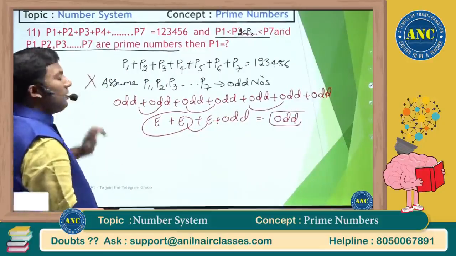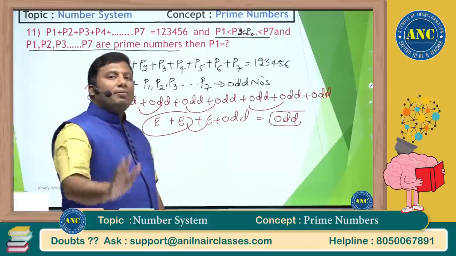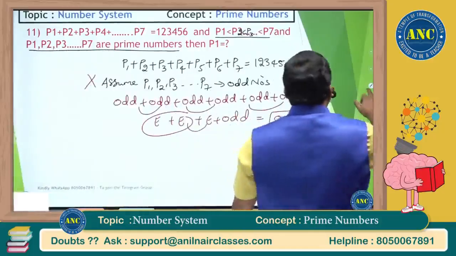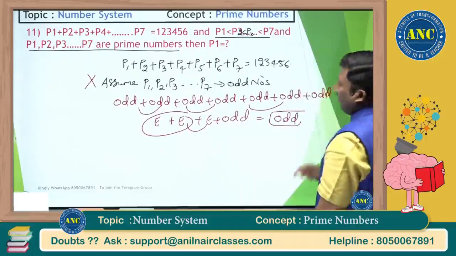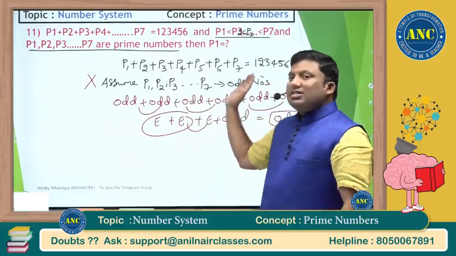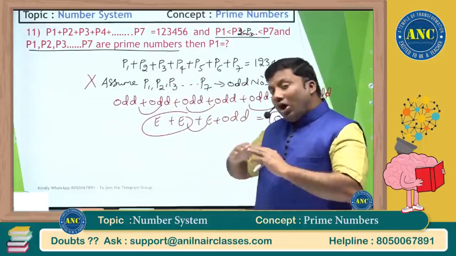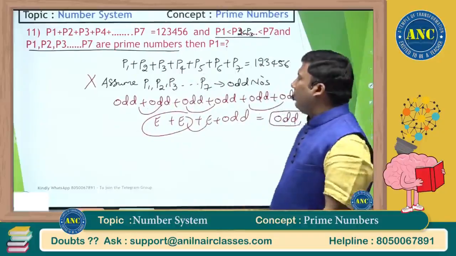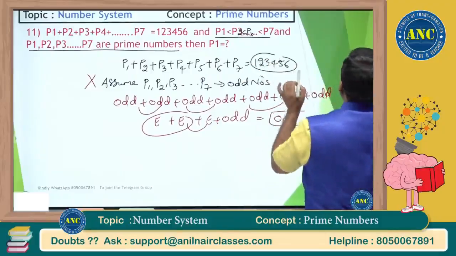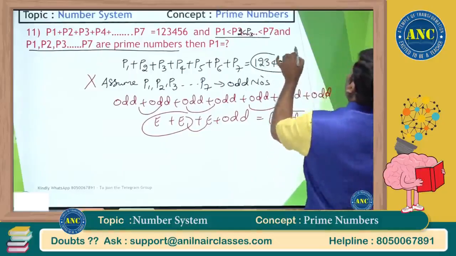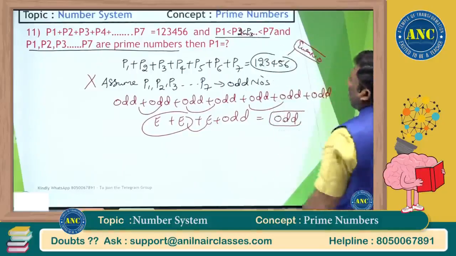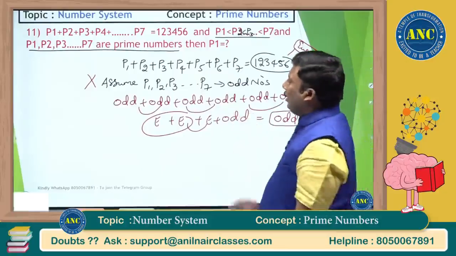That means my assumption that all the 7 prime numbers are odd is incorrect. An odd number of odd numbers will sum to an odd number. But the right hand side is an even number. The root cause of this problem is that the right hand side is even. That means all the 7 cannot be odd. 1 has to be even.